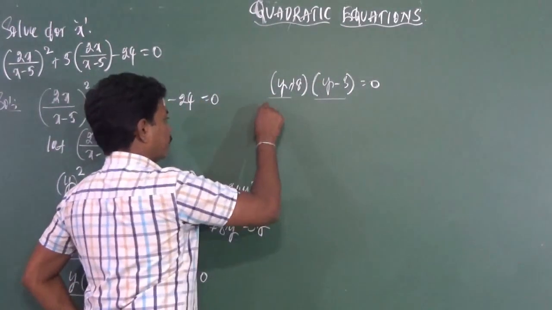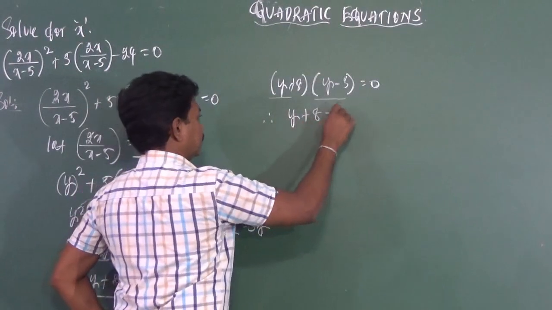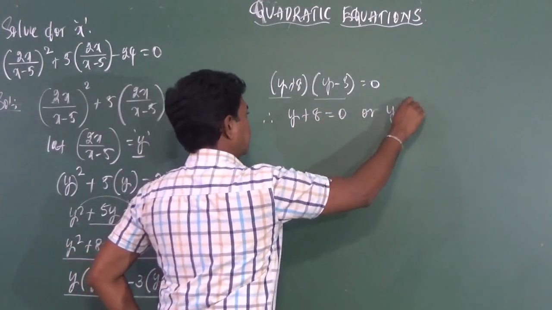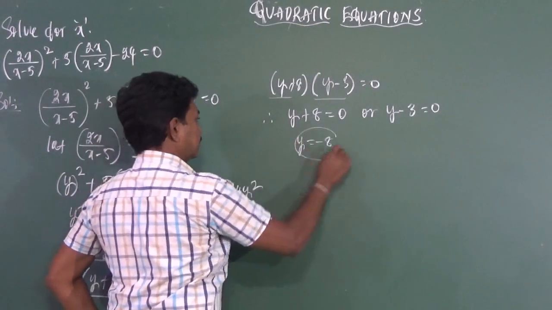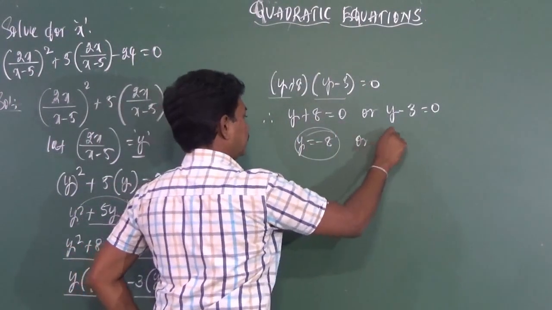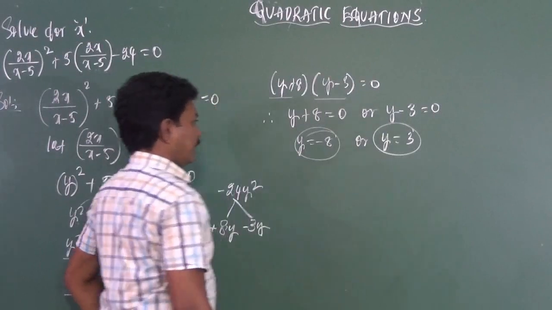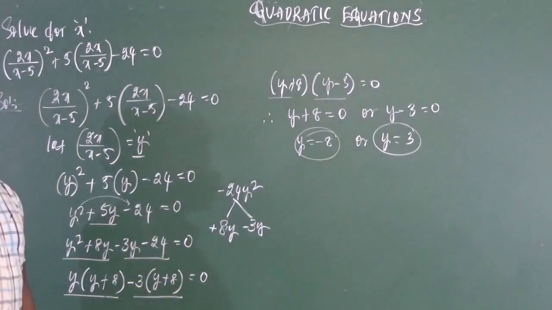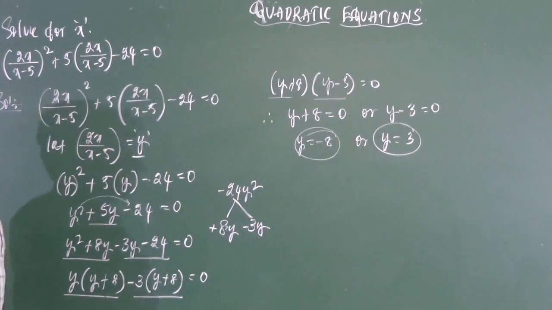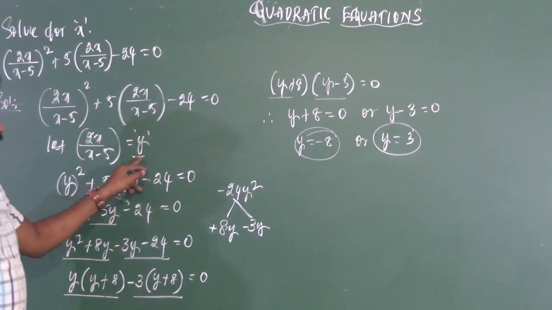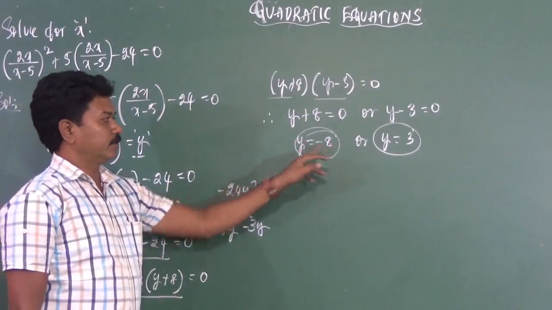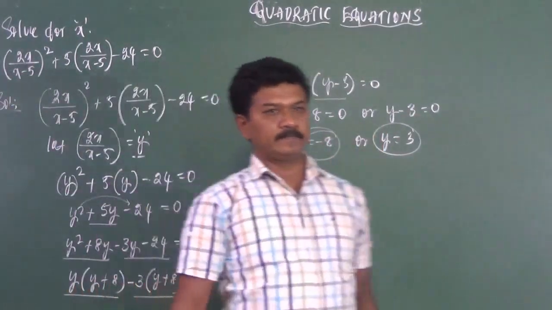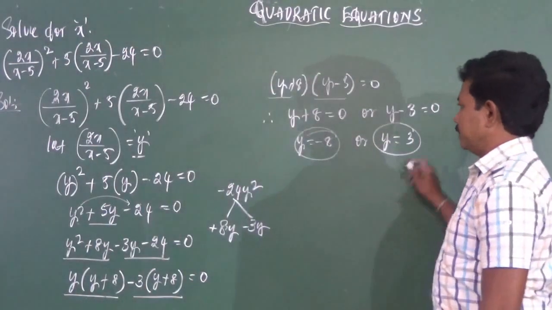So therefore y plus 8 is equal to 0 or y minus 3 is equal to 0. So y is equal to minus 8 or y is equal to 3. Okay, so this is not the solution actually, right? Because we have considered 2x by x minus 5 is equal to y, and we have got the value of y here. So either of the two, any one you can take. So better go for the positive value.